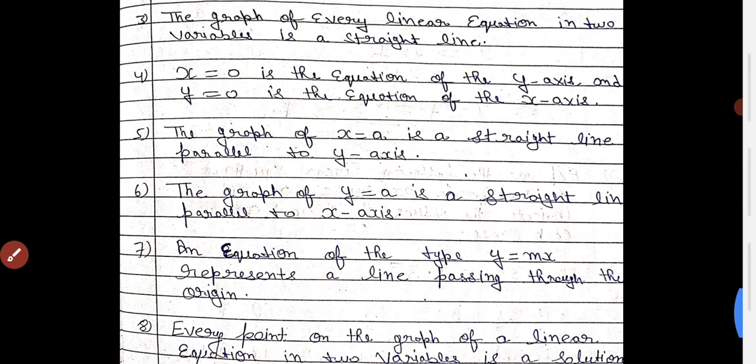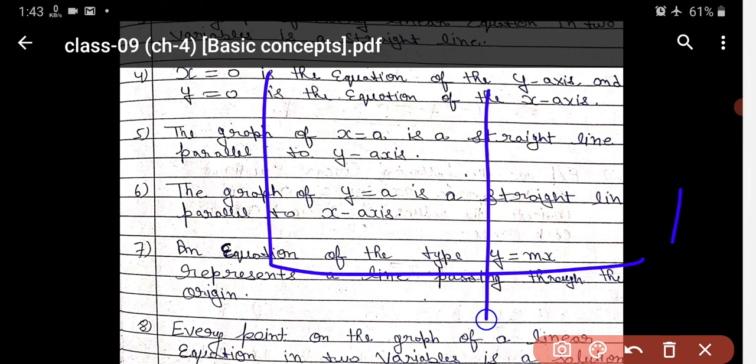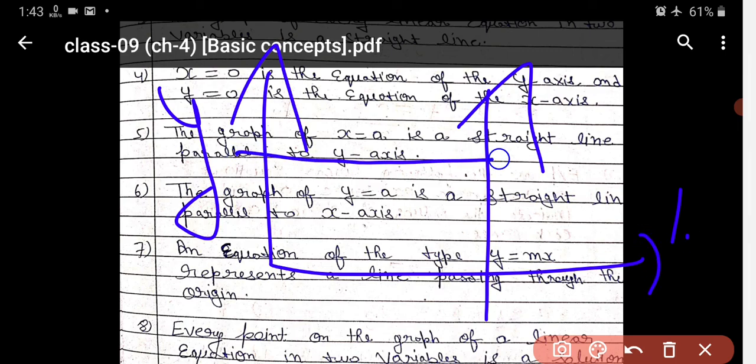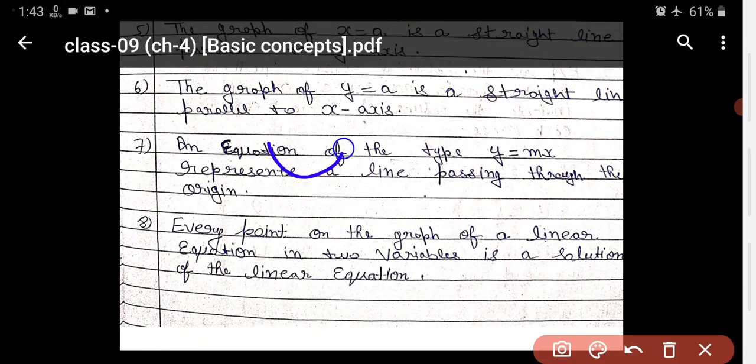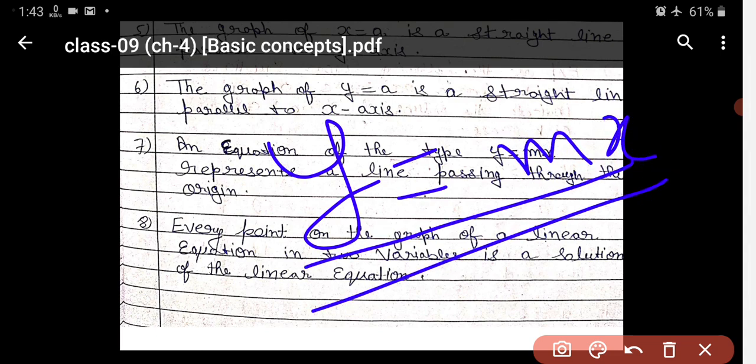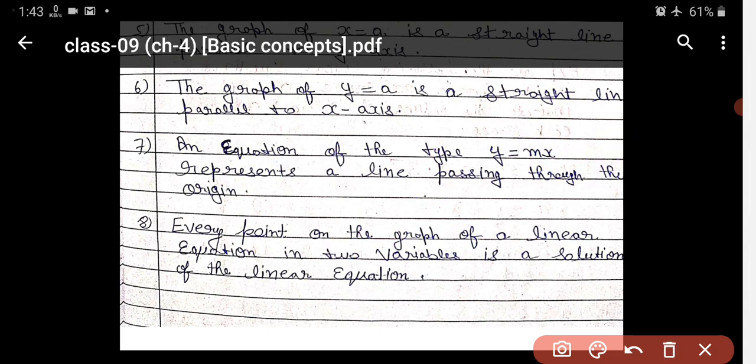Now the graph of x is equal to a is a straight line parallel to the y-axis, as I showed you. If you draw x is equal to a, then it is always parallel to the y-axis. And if you draw y is equal to a, then it is always parallel to the x-axis. And the equation of the type y is equal to mx, if the equation is in the form y is equal to mx, then it always passes through the origin. As I told you, I showed you with an example also. The form y is equal to mx means it always passes through the origin.